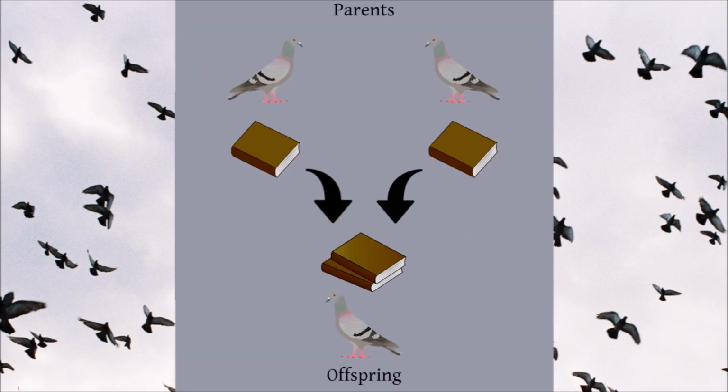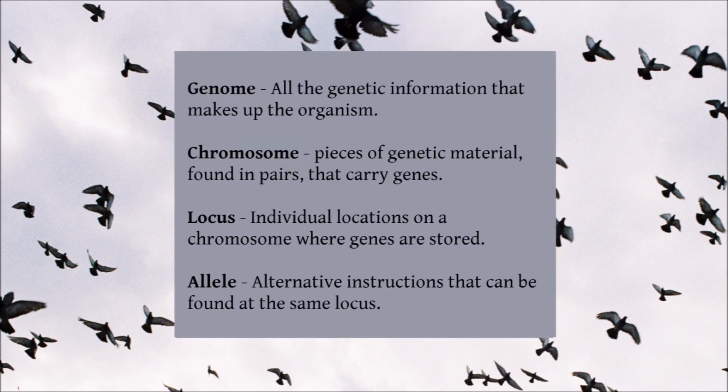Imagine that for every pigeon, you have 2 books, with each book containing every instruction you'll need on how to build your bird. One book of instructions comes from each parent, and together, they determine the makeup of the new baby pigeon. This set of 2 books is called the genome. The genome is all the genetic information that makes up the organism. Now remember that I said a 2-book set. I'll explain that further shortly.